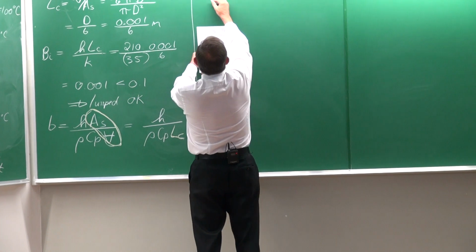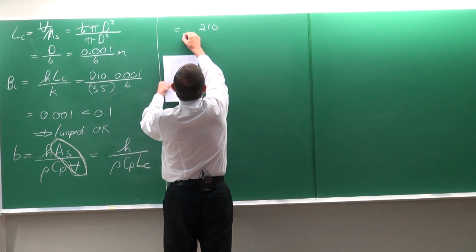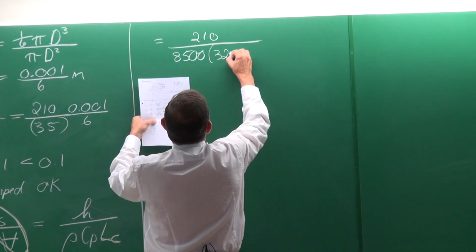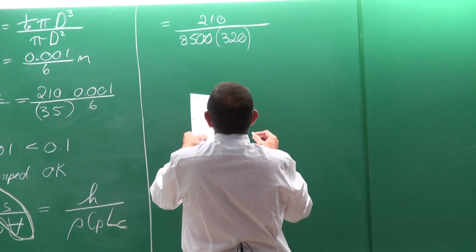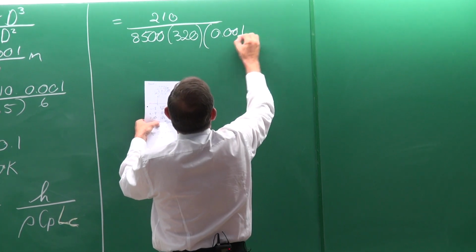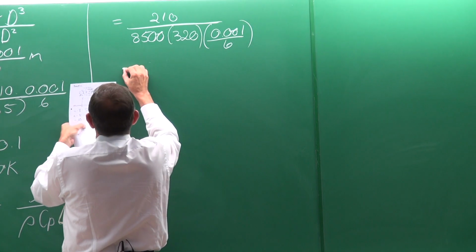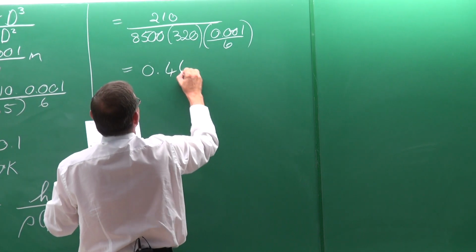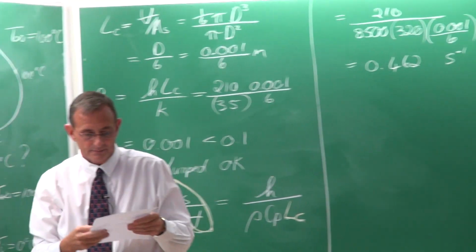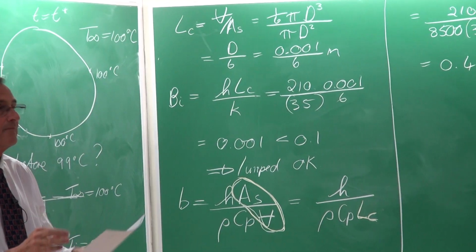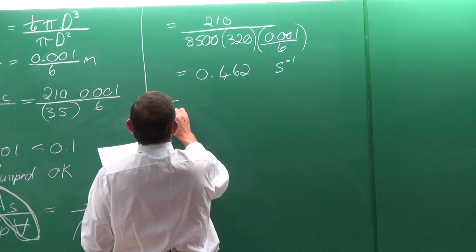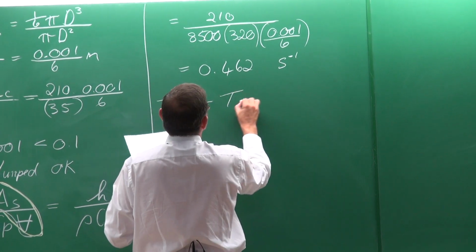In any case, if we calculate it, then it is equal to 210, the heat transfer coefficient, divided by the density 8,500, Cp 320, and the characteristic length 0.001 divided by 6, and that will give a value of 0.462 per second, because that is the units for B. Okay, now that we've got B, we can calculate the temperature as a function of time.